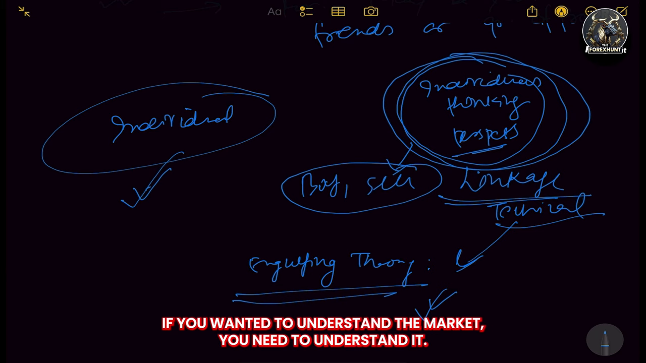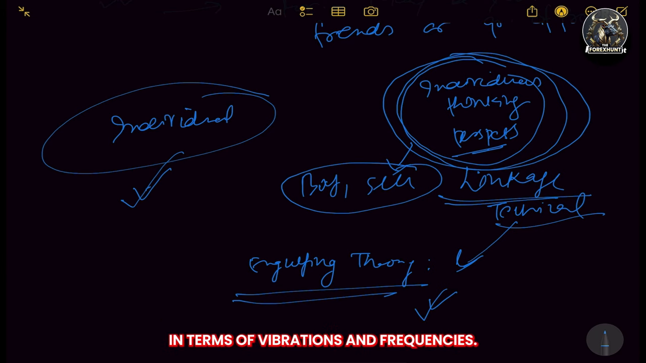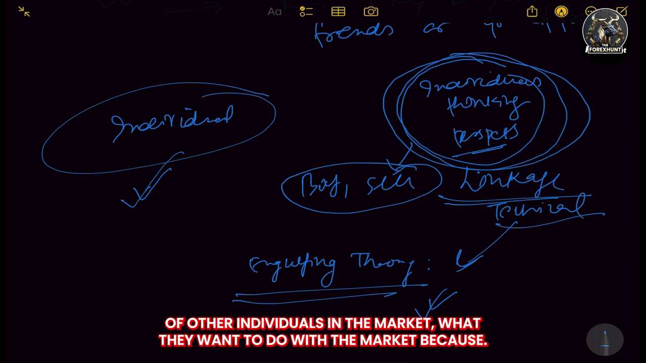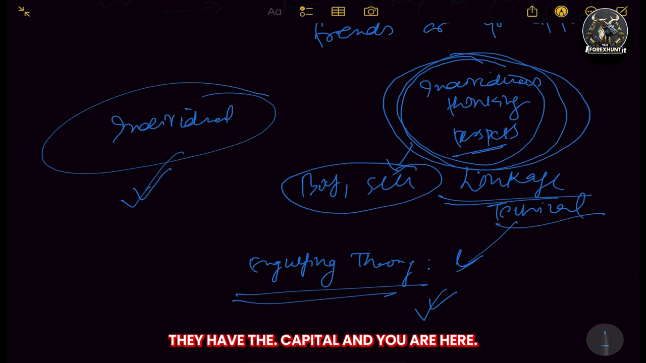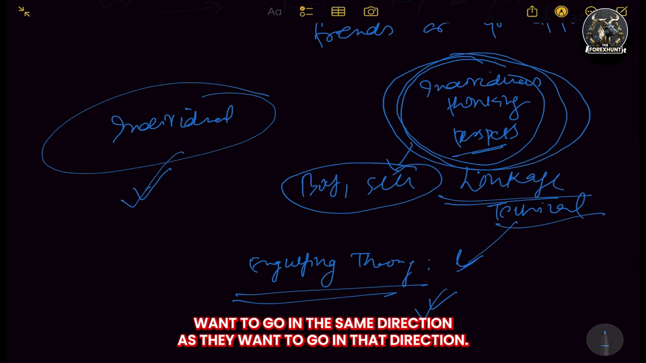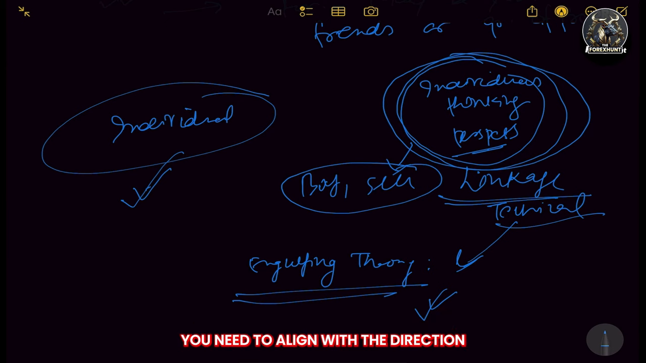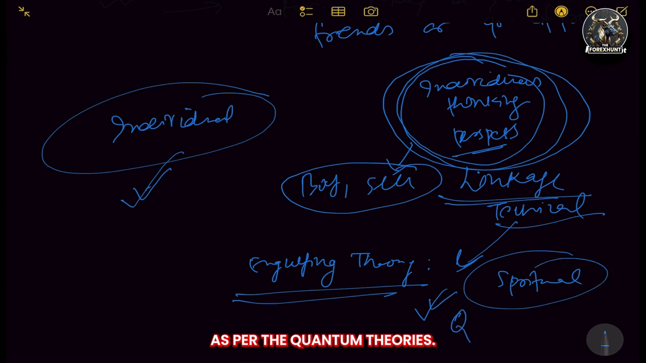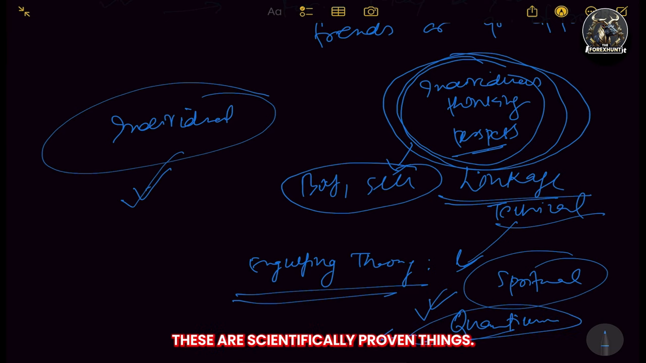If you want to understand the market, you need to understand it in terms of vibrations and frequencies of other individuals in the market, what they want to do with the market, because they have the capital and you are here with a small amount of capital, but you want to go in the same direction as they do. You need to align with the direction the big players are taking in the market. Okay, so this is a spiritual kind of mentality, but as per quantum theories, Nikola Tesla, these things work. These are scientifically proven things.